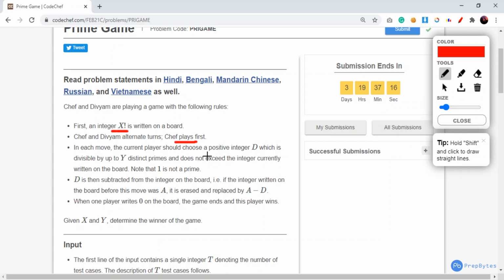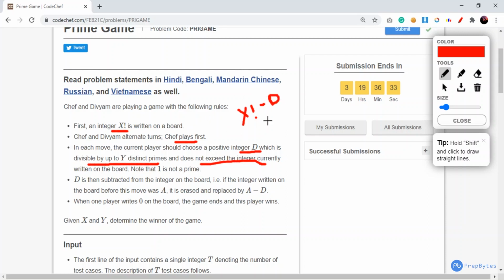In each move, a player is choosing an integer d which is divisible by up to y distinct primes, and this integer d does not exceed the current integer written on the board. Now d is subtracted from the integer on the board. That is, if the integer on the board before this move was a, then it is erased and replaced by a minus d. So basically if initially x factorial was written on the board, then after the first move it should be x factorial minus d.